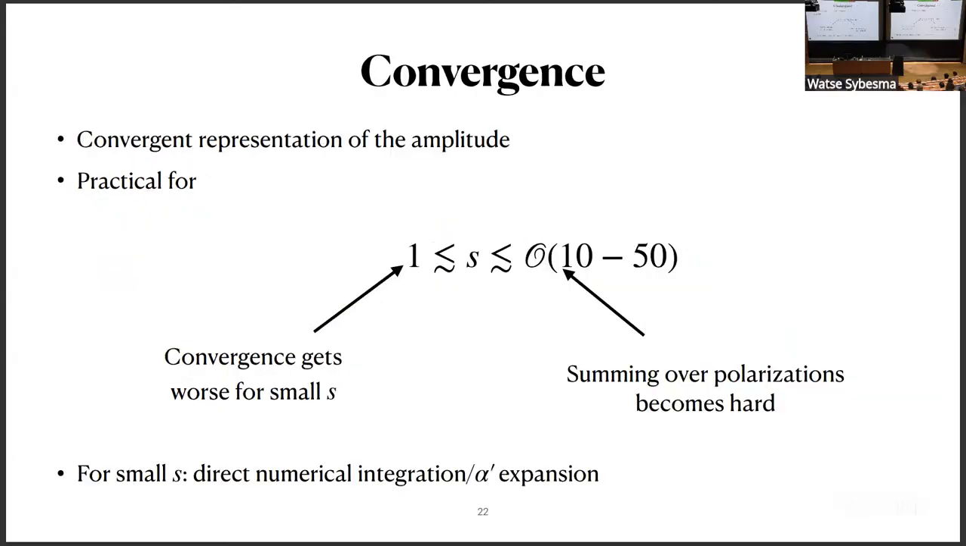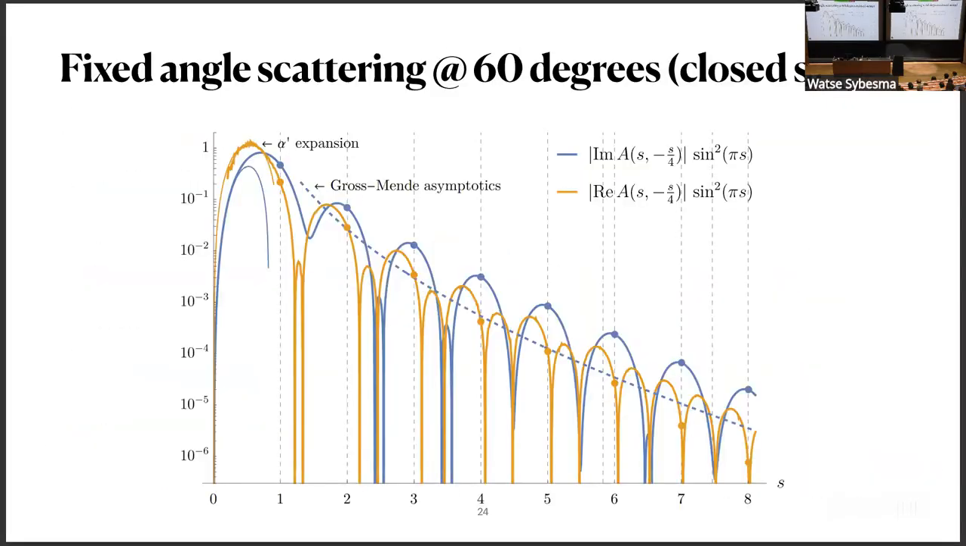Sorry, for some reason I went back. But if you look at fixed angle scattering, it turns out that you go much quicker to asymptotics, which is the Gross-Mende asymptotics. So this is the same plot as in the beginning.